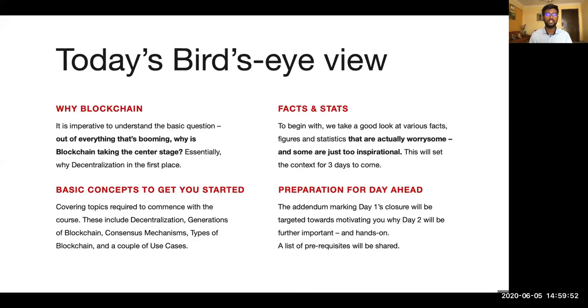And towards the end, the addendum will show us what we need to do to be prepared for tomorrow, because tomorrow is a bit of a different kind of session, as we might be, if not a lot of basic concepts are remaining from today.